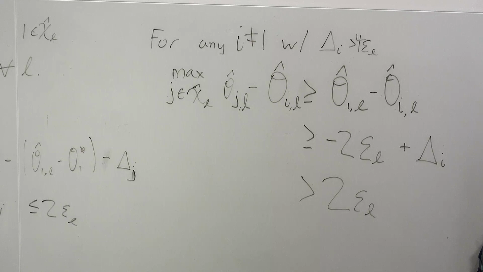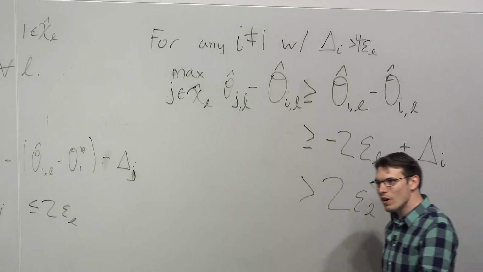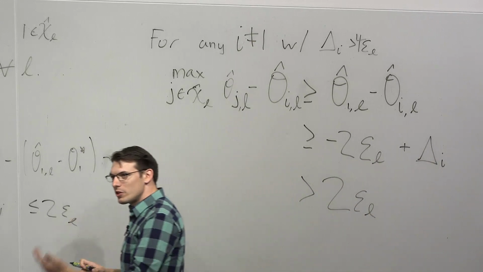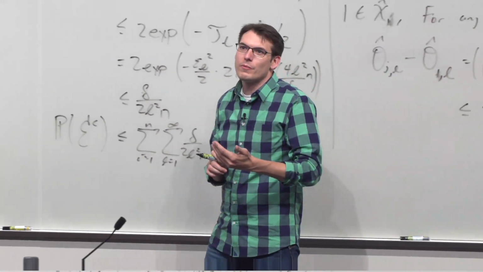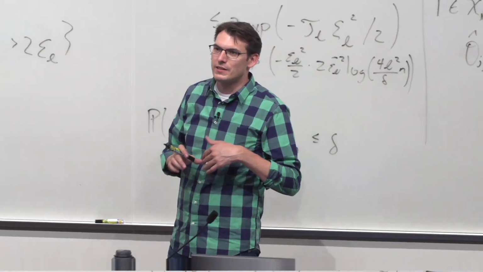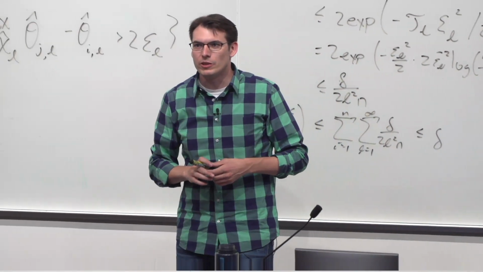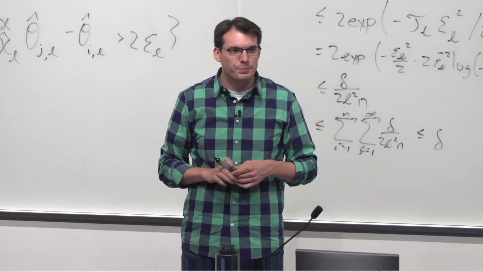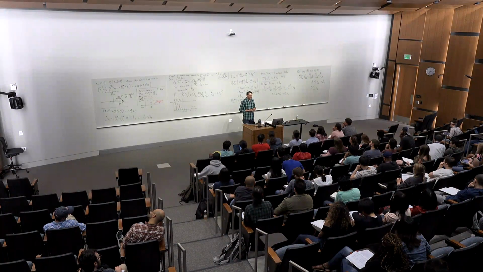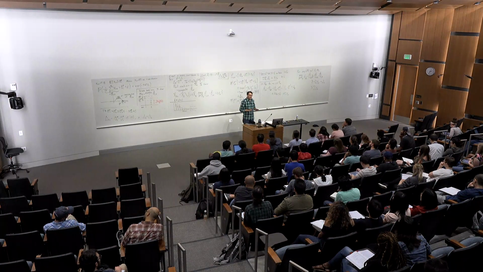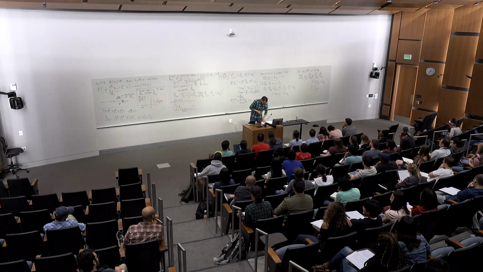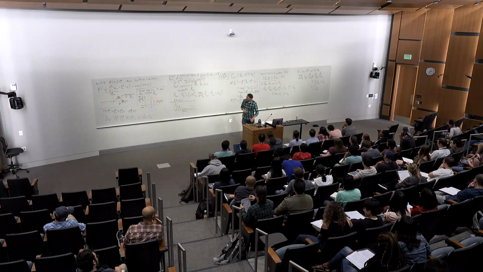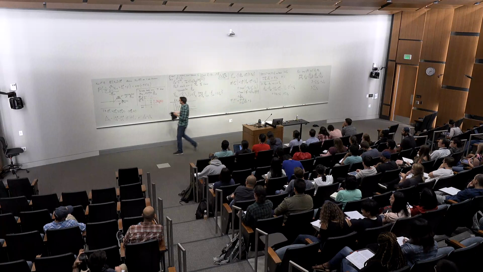Therefore, the only arms in X L plus 1 will have gap at most 2 epsilon, and any arm in X L will have gap at most 8 epsilon L, because epsilon L is equal to 2 to the minus L. Happy? Okay. The fun part.